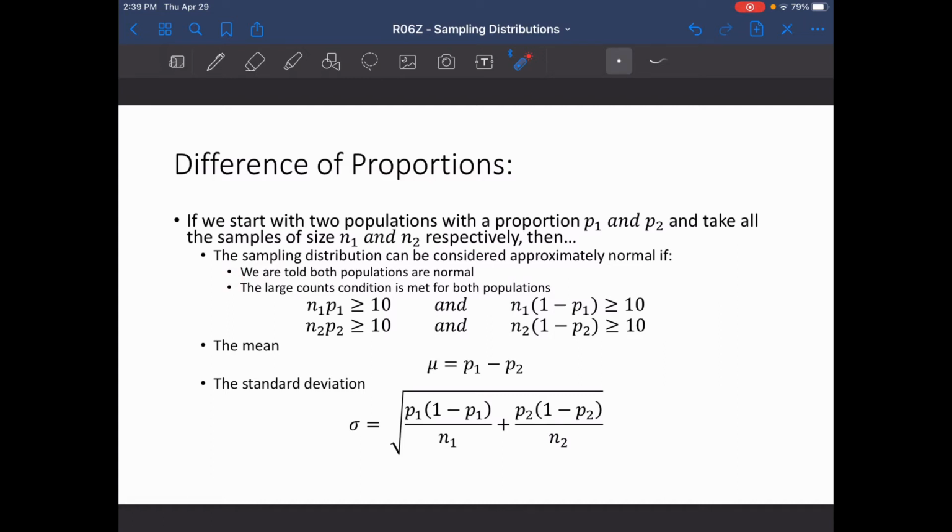Or the large counts condition is met for both populations, which is that the sample size for our first population times its proportion of success and the sample size for the second population times its proportion of success are greater than 10, and their proportions for failure are also greater than 10 as well. We can determine the mean by simply taking the proportion of population 1 and subtracting the proportion of population 2, and that will give us our mean.